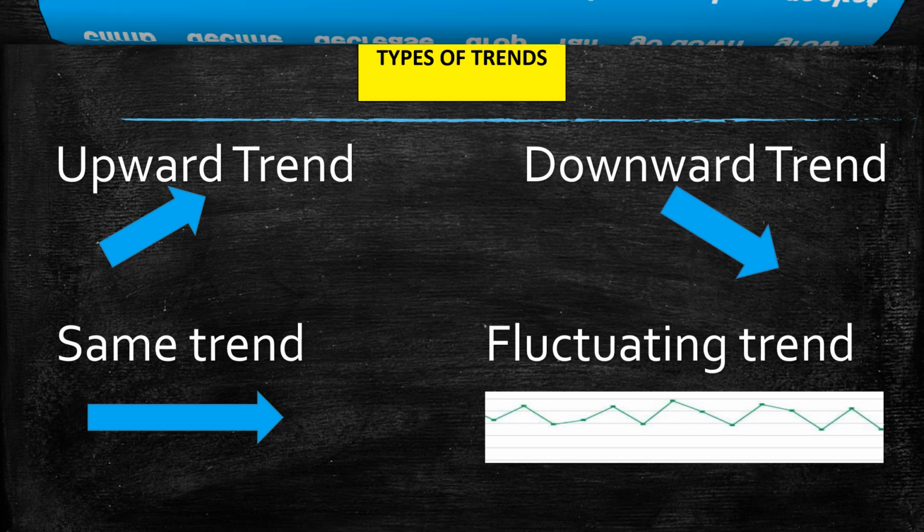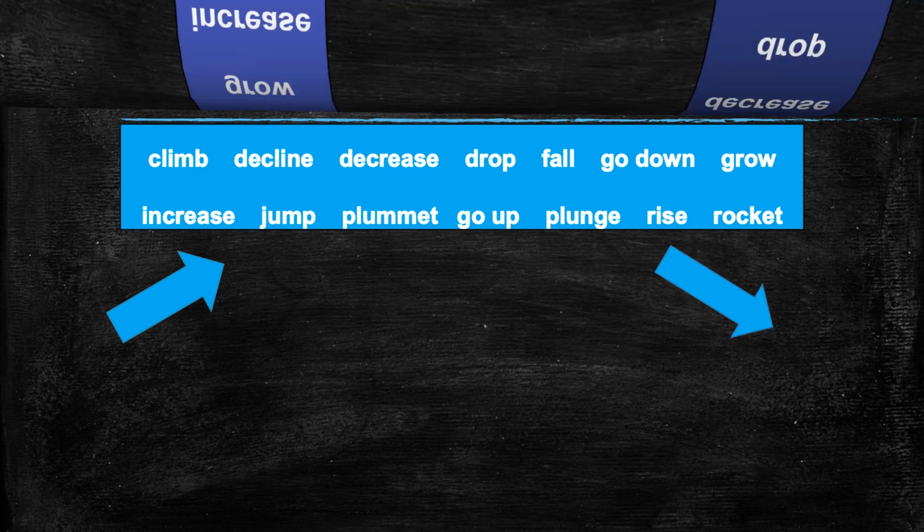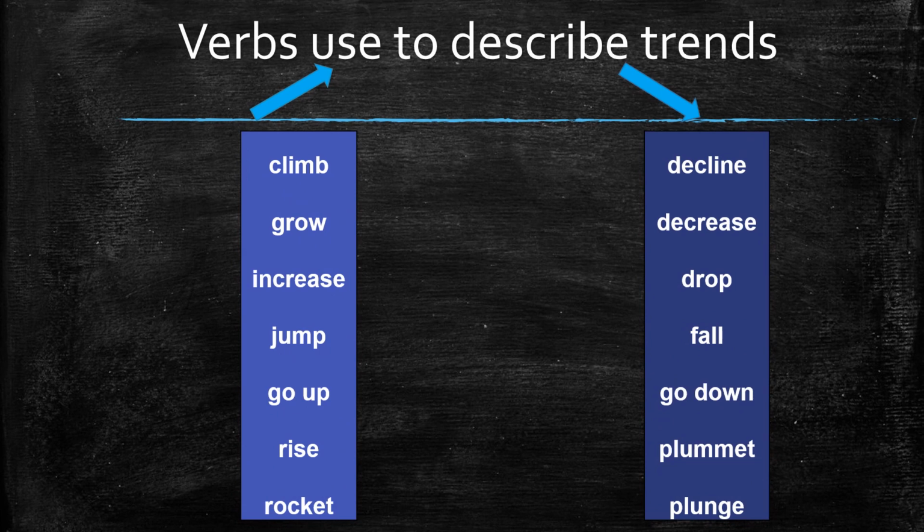Now, observe carefully the verbs used to describe the trends. Here there are many words given, and some words are for upward trends, some are for downward trends. You can pause the video, and in your exercise book you can write the words which are used for upward trend and the words which are used for downward trend. Later you can check your answers. These are the words you use for upward and downward trends.